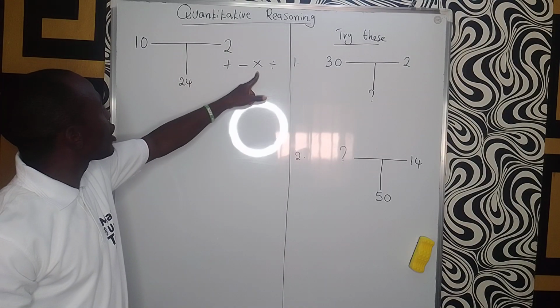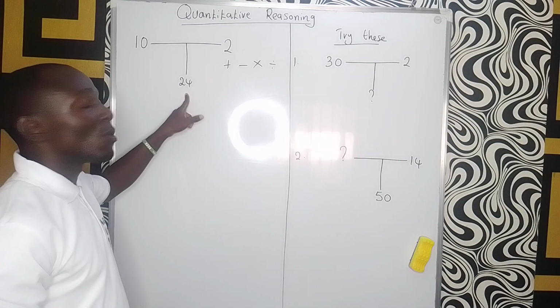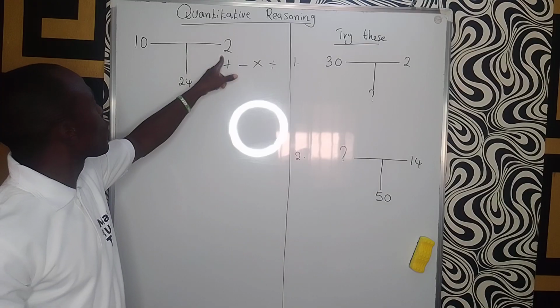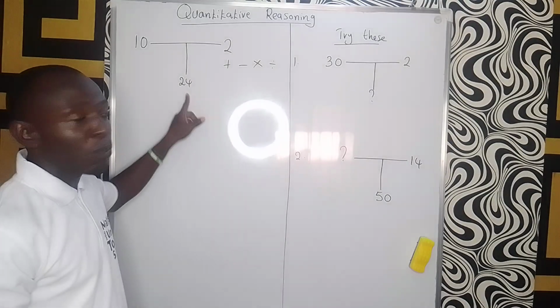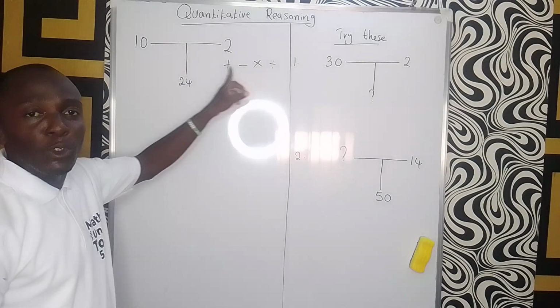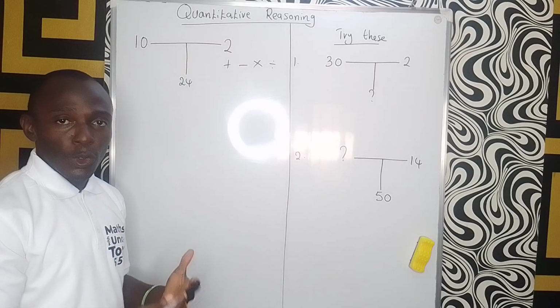Now is it multiplication? 10 times 2 will give me 20. Will it give me 24? No. Is it division? 10 divided by 2. Will it give me 24? No. So now, if none of the operations was able to give me this big number, why not try to combine the two operations together?